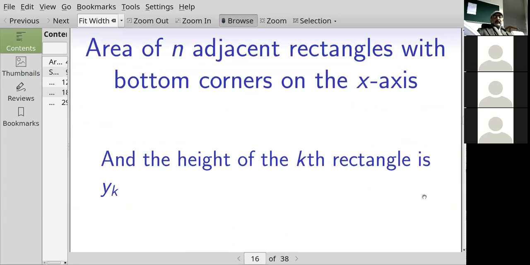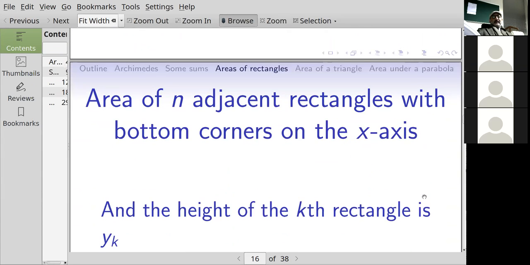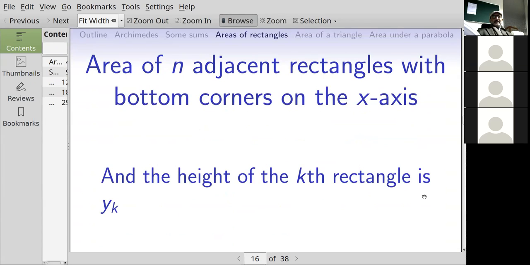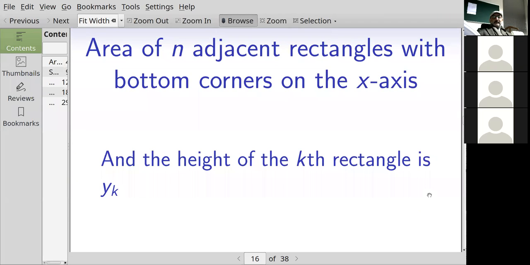So let's say I've got these n adjacent rectangles. The base of each rectangle lies on the x-axis, right? The total figure, the base of all of them put together, runs from A to B. And the height of the kth rectangle is yk. So the height of the first rectangle is y1, the height of the second rectangle is y2, the height of the kth rectangle is yk, the height of the nth rectangle is yn.